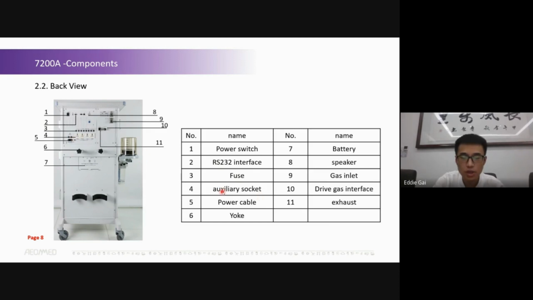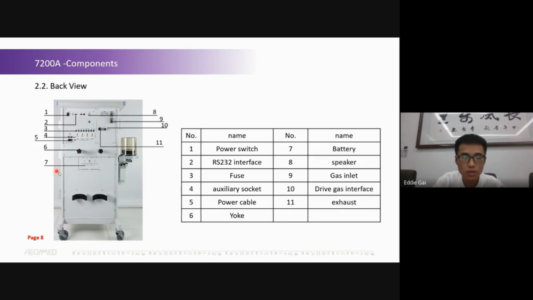Number 4 is the auxiliary socket. In the surgery room, doctors usually use other electric devices, and if they need the power, they can use the auxiliary socket of our anesthesia working station. Number 5 is the power cable. Number 6 is the yoke. This yoke is used to install the cylinder for oxygen or nitrous oxide.